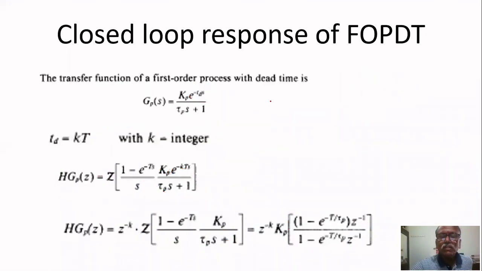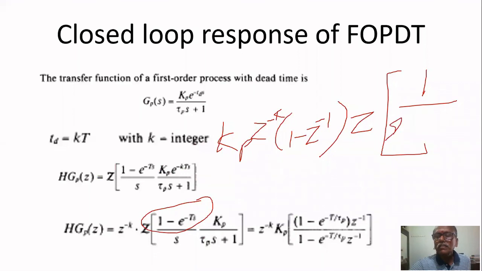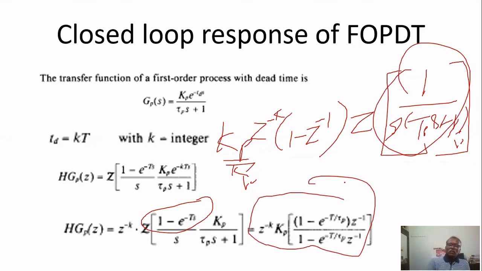How to find the z transform for this? Z power minus k, then for this part you can write 1 minus z power minus 1. For the remaining part, the z transform of Kp, which also can be taken outside, times 1 by s multiplied by 1 by tau p s plus 1. Or you can take this tau p also outside, and here you write 1 by tau p. If you find the z transform, finally you will get this.